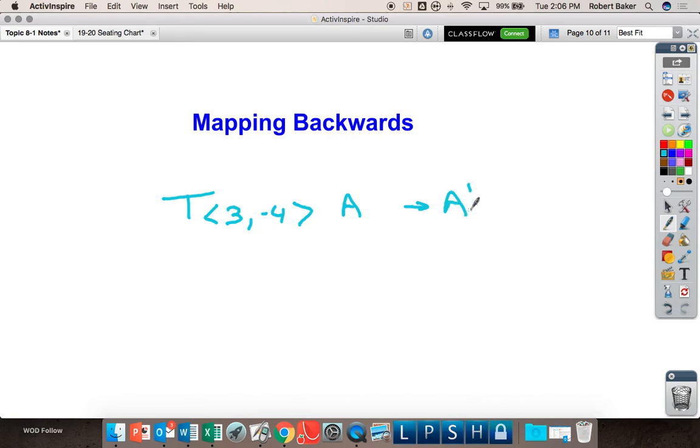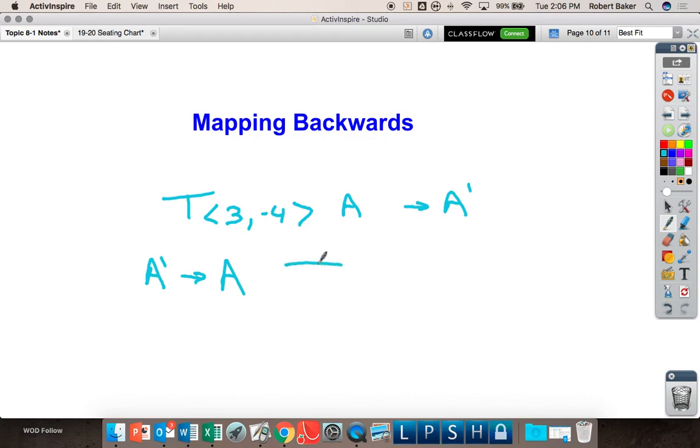it says if I translate point A, what does the 3 mean? Right 3 and A down 4. I get A prime. What is the rule that maps A prime back to A? What if I go backwards? Left 3 and then up 4.